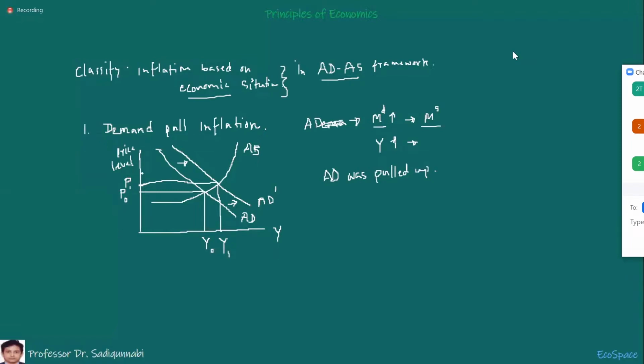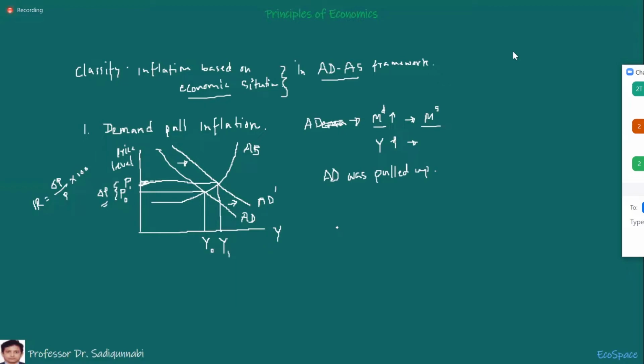So in this type of inflation, here you see that there is a change in price, and we said that our inflation rate is what? Change in price level divided by price into 100, right? So this change is actually a change in price. So we can say that there is inflation, and the reason for inflation is that aggregate demand was pulled up. So this type of inflation is called demand pull inflation.